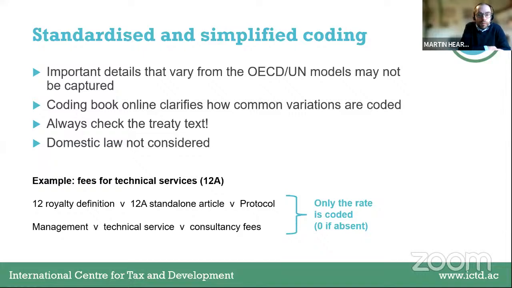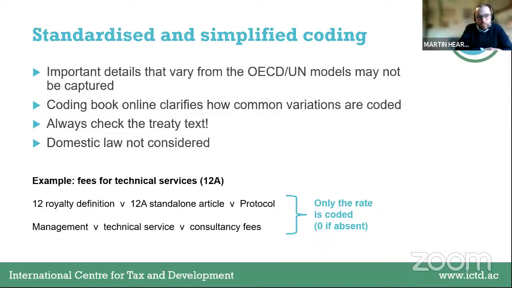But as an example of what that looks like then, if you look at fees for technical services, which is one of the provisions that we code, in the data set, you'll find for each treaty a single numerical value, which is the withholding tax rate. And that will be a 0 if there is no provision giving the source state the right to impose withholding tax on fees for technical services, or it'll give the rate if there is such a provision.